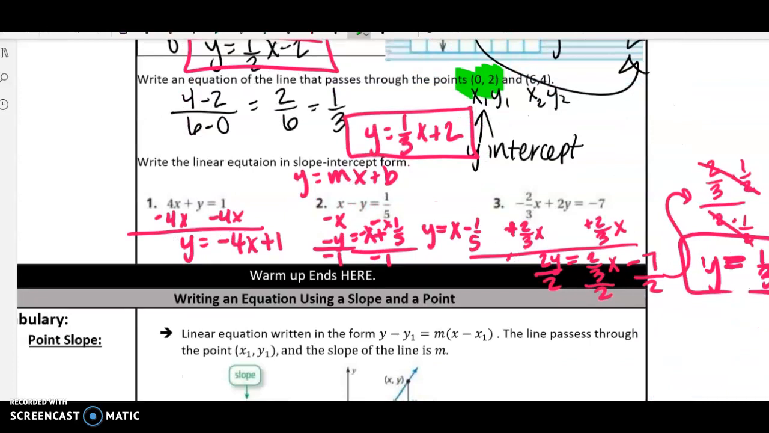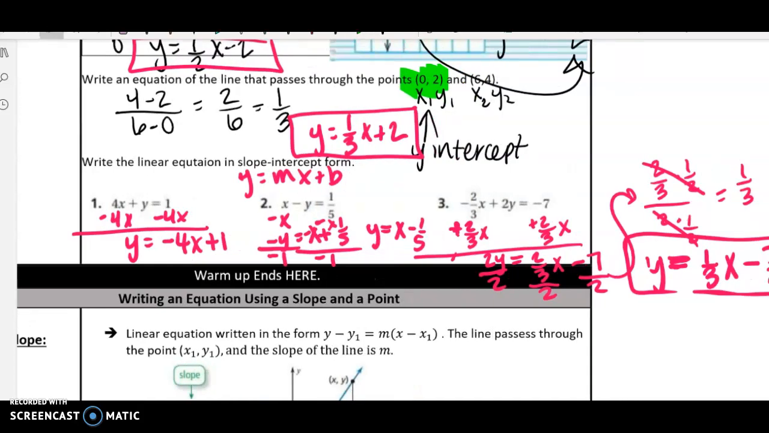So down here we had to subtract our x's and bring them to the other side, so that gave us y equals negative 4x plus 1, because we can't combine something with an x to something without an x. I subtracted the x's on number 2, and I got negative y equals negative x plus 1/5. Then we have to divide by a -1 on both sides because we can't have a negative y, and that gave us the answer of y equals x minus 1/5, and that's because it just changed the signs of everything inside the equation.